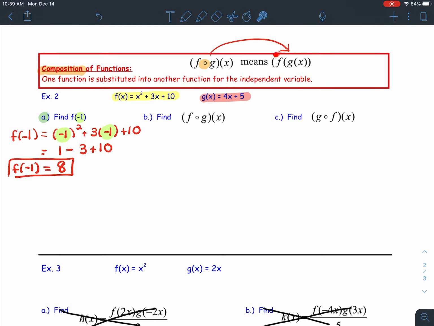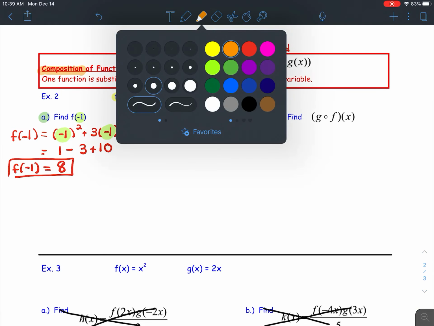I think what makes composition a little bit tricky for some students is it works in an unnatural way. We are used to, when we read a sentence, always starting on the left-hand side and working our way from left to right as we read. But the way composition works is you actually start on the inside of the function.